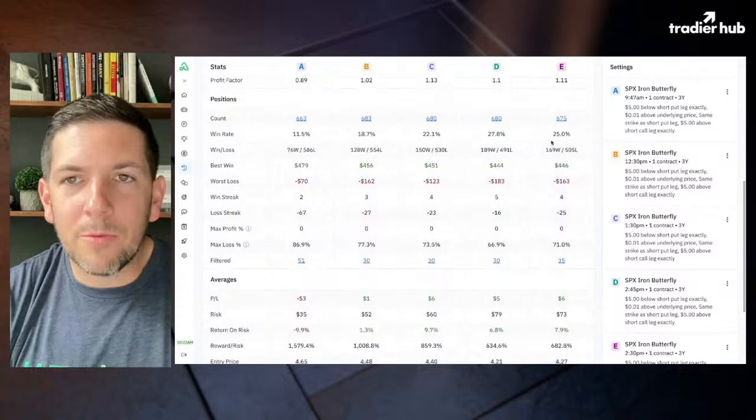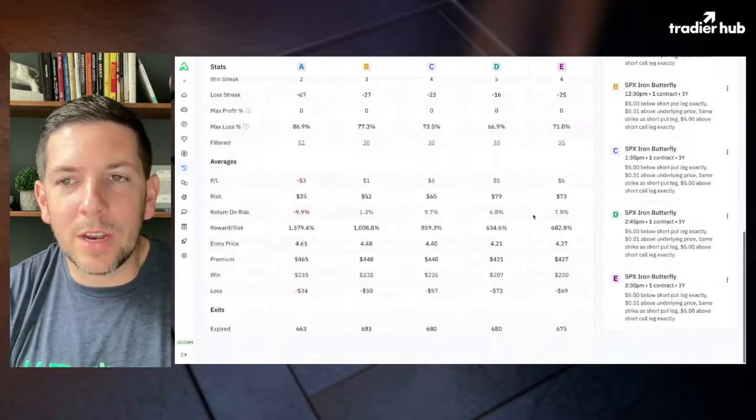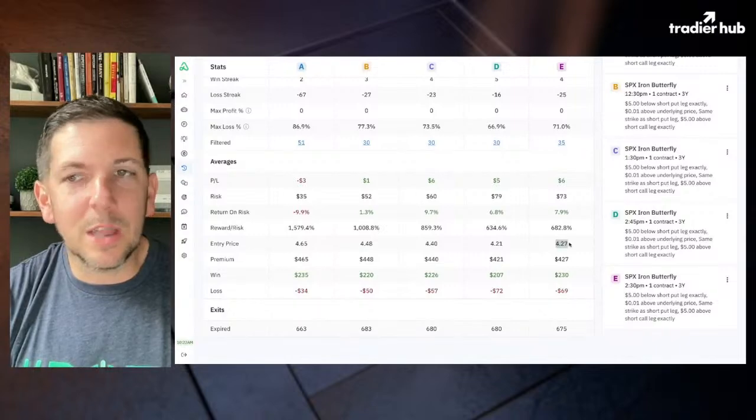So the win rate was a little bit lower than if you went towards the end of the day, but that's okay. You still made some more money doing it. And you can see you captured just a little bit more premium.